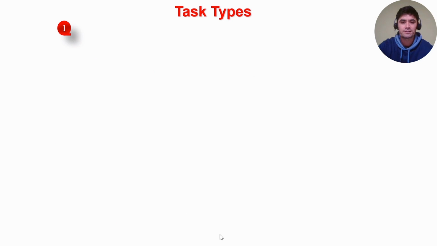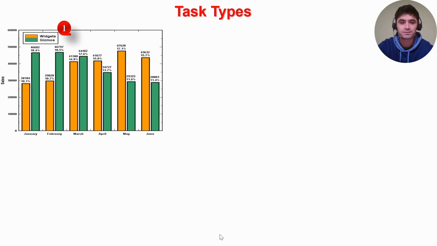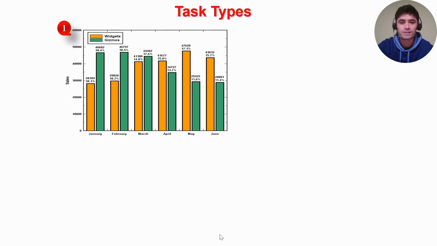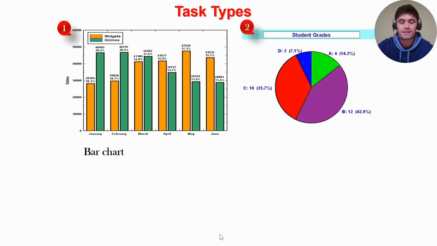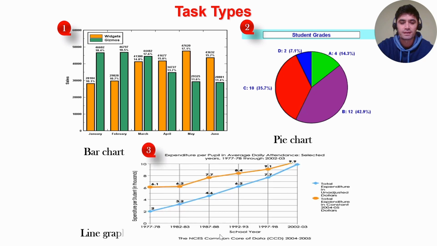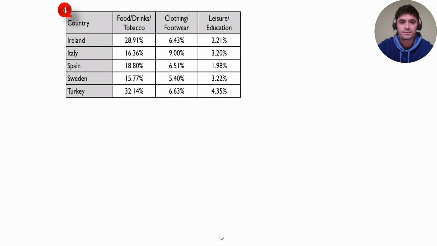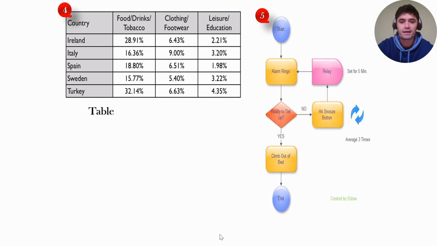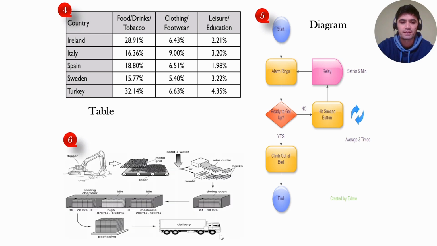First off, about the task types. This one is called a bar chart, and this diagram is called a pie chart. Next one is a line graph. This one is a table. Number 5 is a diagram. And number 6, this is the last one, is called process.